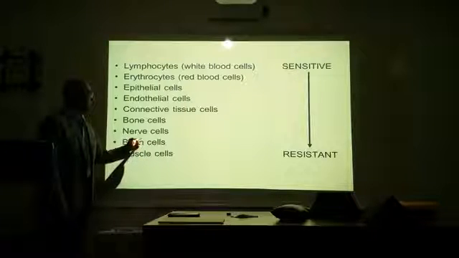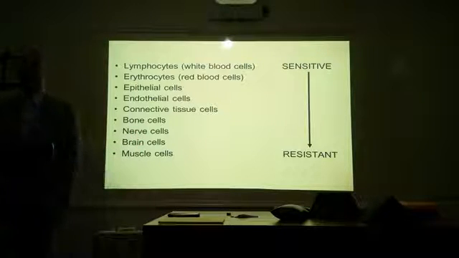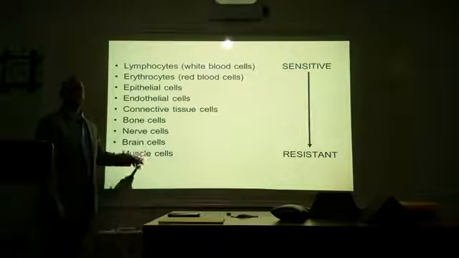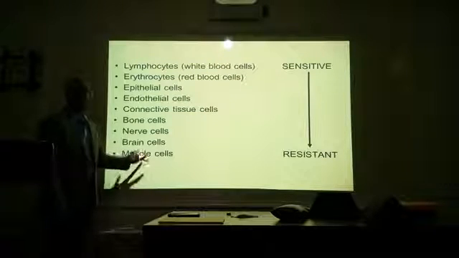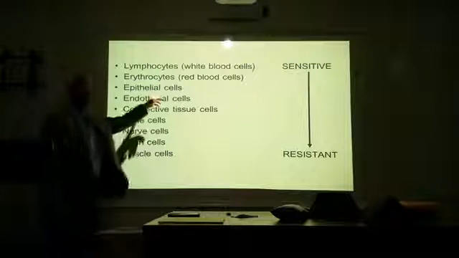So when you kill the nerve cells or brain cells, they don't come back. Once they're done, they're done. And that's why they're the most radioresistant, because they don't replicate. Whereas these do. Does that make sense, guys?